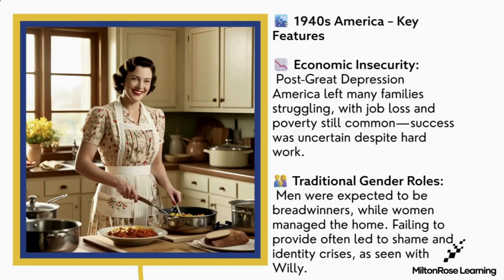Second key contextual point is traditional gender roles. Men were expected to be breadwinners, to bring the money home basically, and women would manage the home. So failing to provide, to be a breadwinner for a man, often led to shame and identity crises, as we see with Willy Loman. When they don't feel like they're bringing home the money, they start to worry, and it leads to mental trauma and things like that. So it's a really, really big issue in this period.